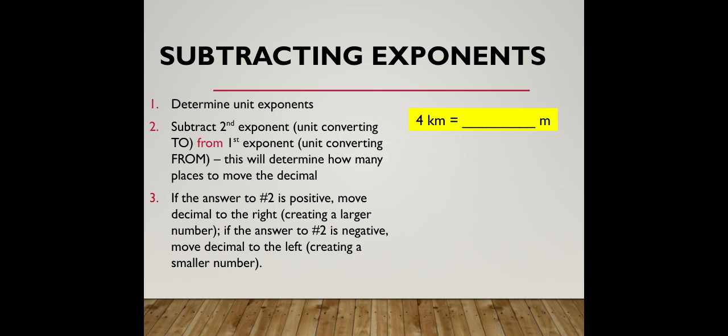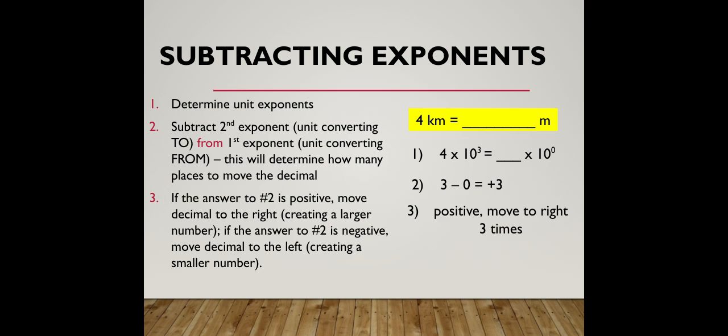So for example, 4 kilometers, how many meters is it? Well, we know that our kilometers is 10 to the third power, and we know that our meters is 10 to the 0 power, or just 1. We do 3 minus 0. That is a positive 3. So we are going to move our decimal place 3 to the right, and we get 4,000 meters.